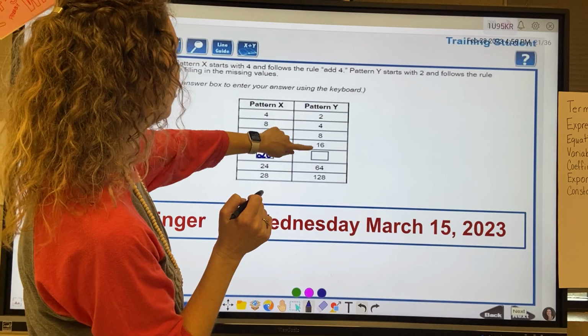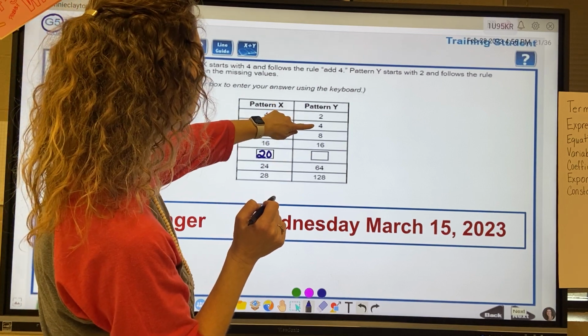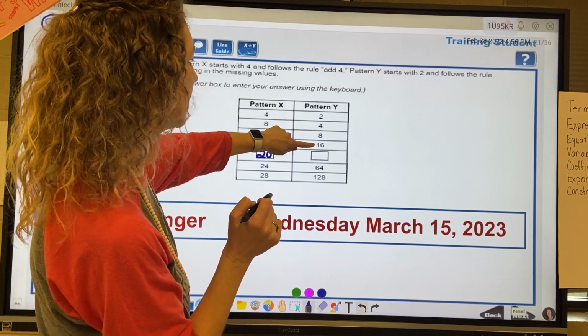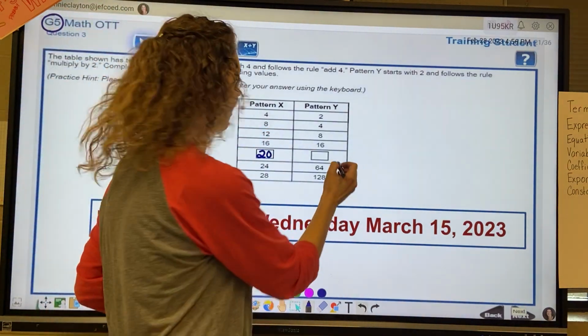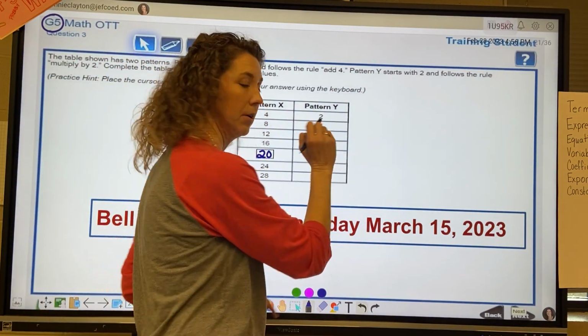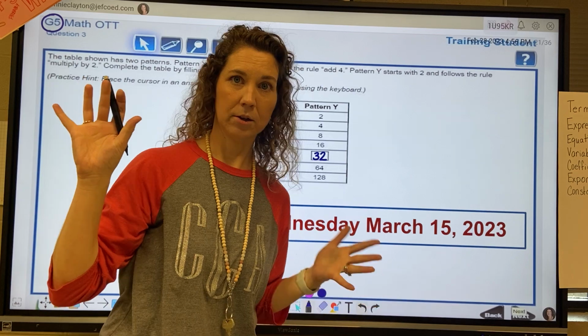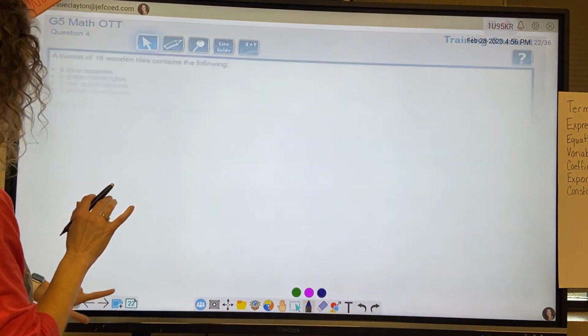And then this one is multiply by 2. 2, 4. 4 times 2 is 8. 8 times 2 is 16. 16 times 2 is 32. Fifth grade question. Okay, all right, moving on.